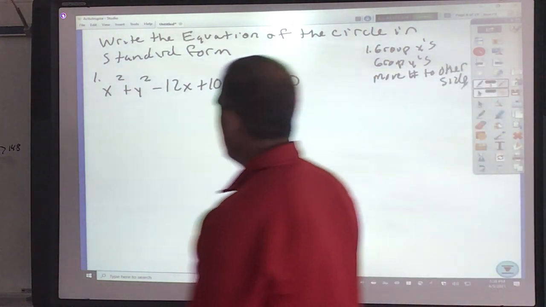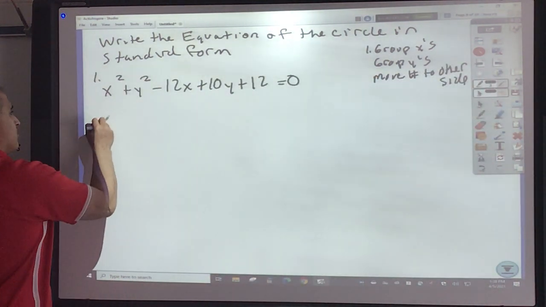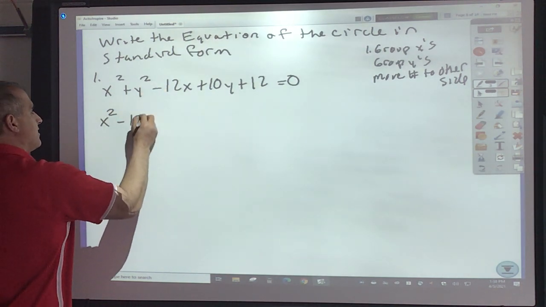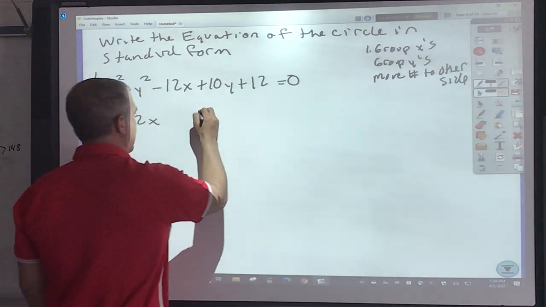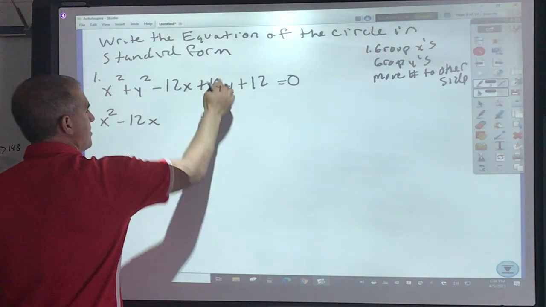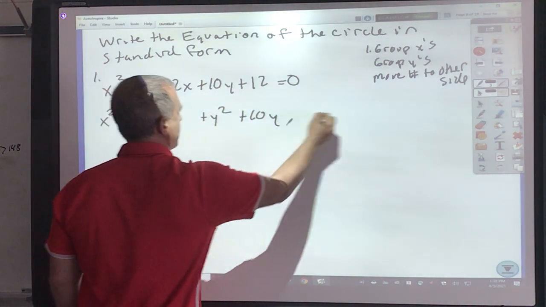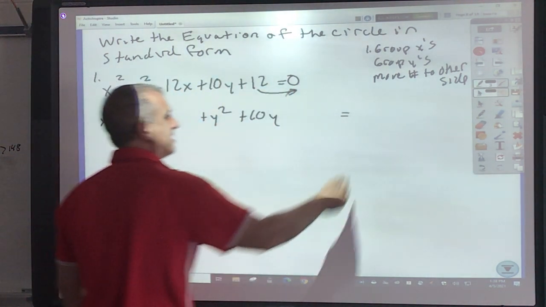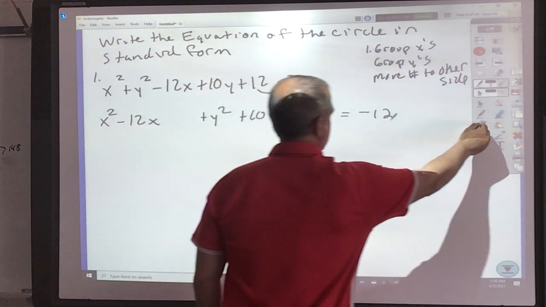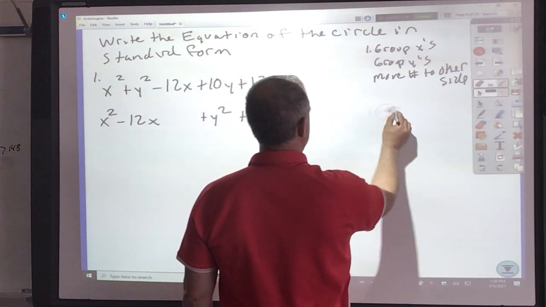What I would want to do is take the x squared, and I'm going to leave some space here. That's going to be important. We'll talk about that in a second. Then I have positive y squared, 10y, leaving some space. I'm going to move the 12 from this side to this side. It becomes negative.